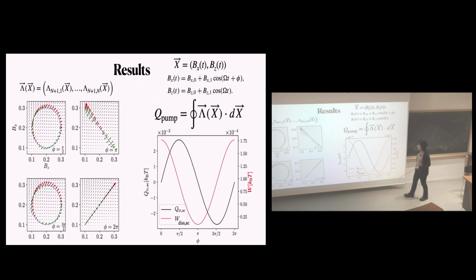Yeah, so these are the results. The result for the pumped heat between the two reservoirs, without any temperature difference, is a function of the phase lag, which resembles a lot the problem of the electron pump with a very similar protocol.